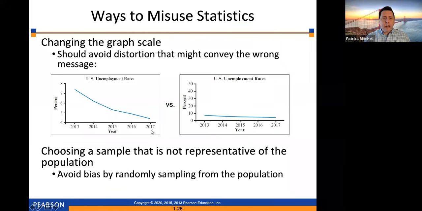My preference would actually be to make the vertical axis go from 0 to 8. Because actually, I think this one is a little misleading too. It kind of makes it look like the unemployment rate in 2017 was maybe 1/7 what it was in 2013. And of course, that's not true. Another problem is choosing a sample that is not representative of the population. So to avoid that problem, just always try to randomly sample from the population.